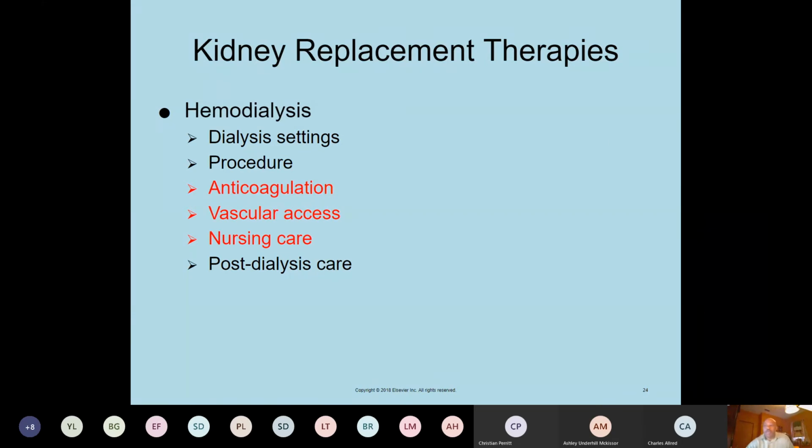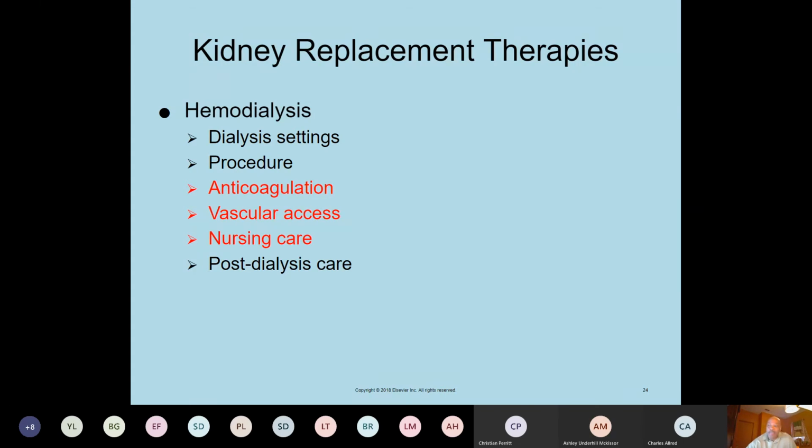There are 2 long-term devices, the AV fistula and the AV graft. The AV fistula is more preferable, they last longer, they're much tougher. So the AV fistula surgically connects an artery and a vein. And the vessels that they mostly use will be the radial, the brachial, and the cephalic vein of the non-dominant arm. All right.